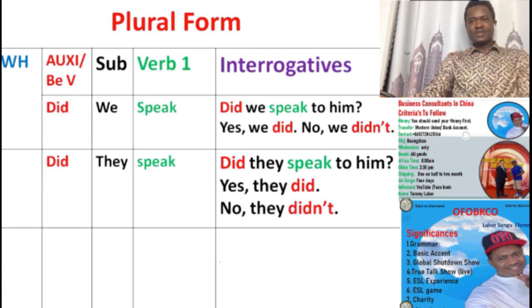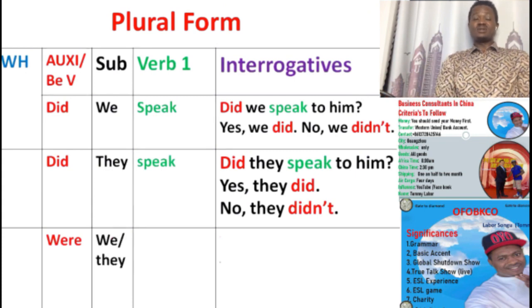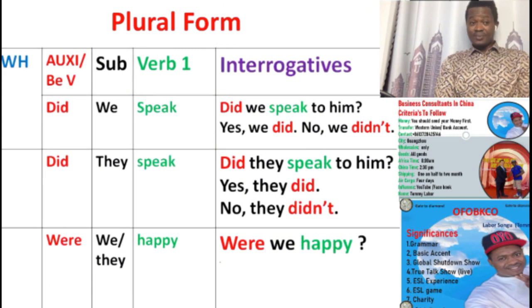Now we have to use what? The be verb. The interrogative form, the be verb. Were. So the subjects here are what? We and they. This is a plural form, we and they. In the be verb interrogative form, the verb here is what? Happy. And happy here we all know is a stative verb. The interrogative form is going to be, were we happy? Were we happy?